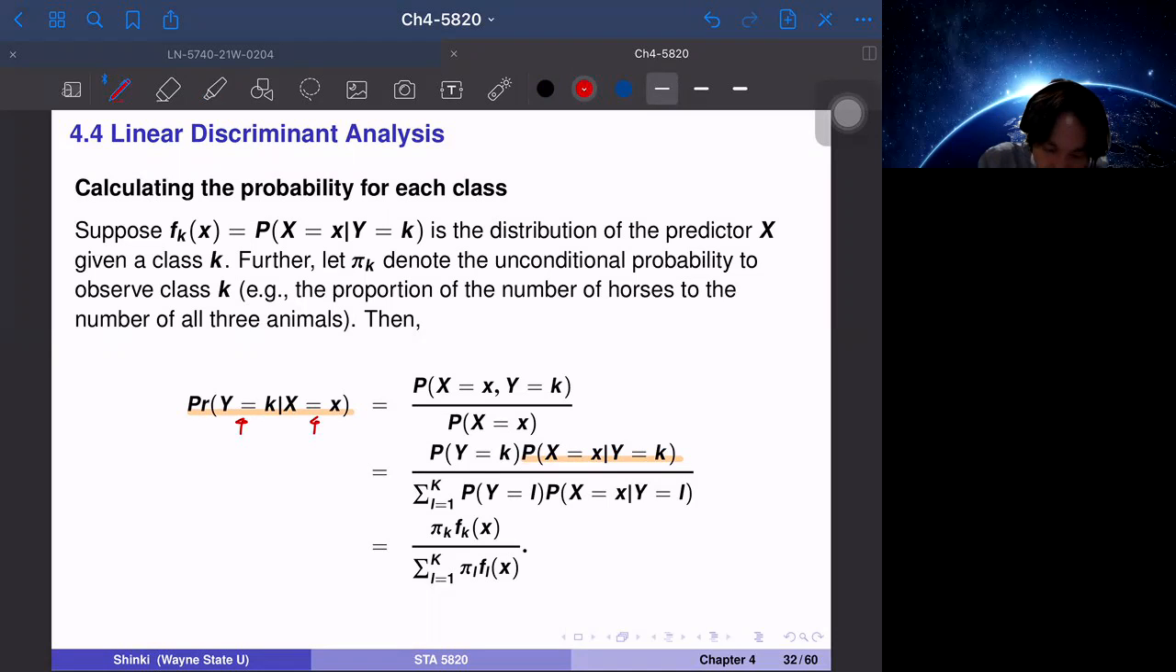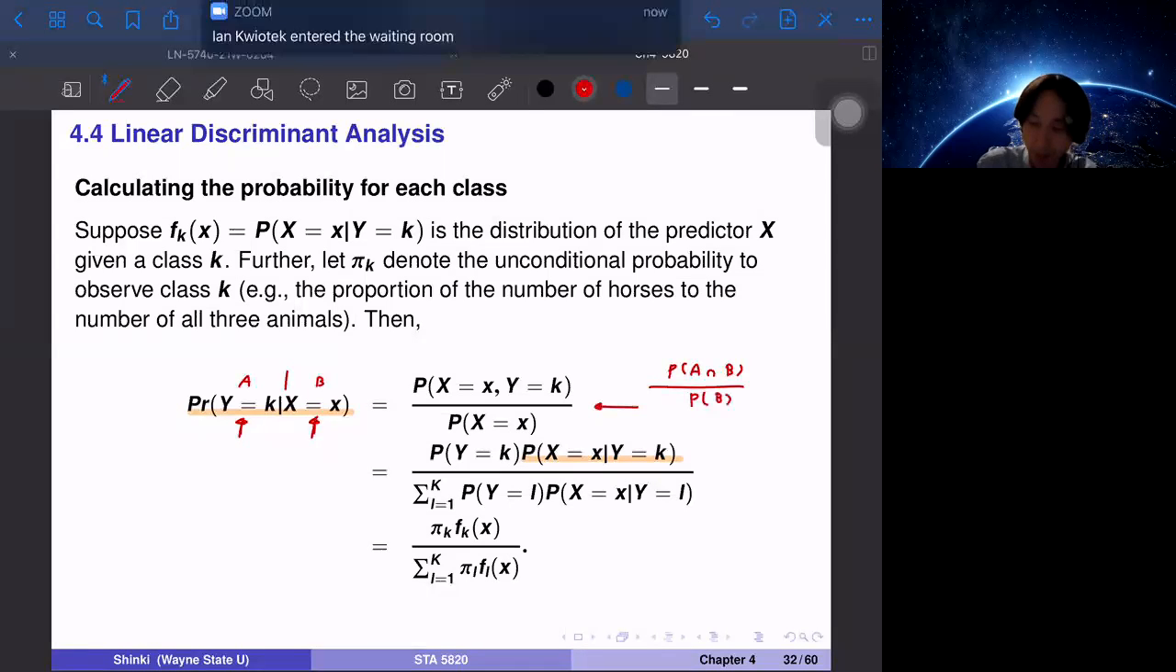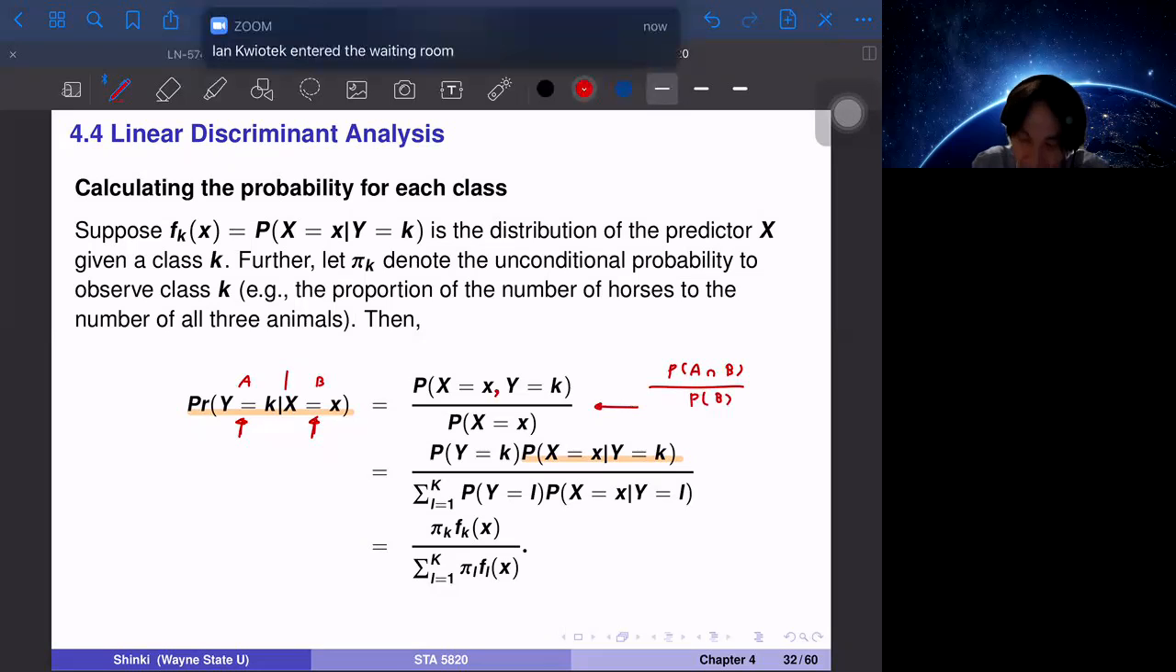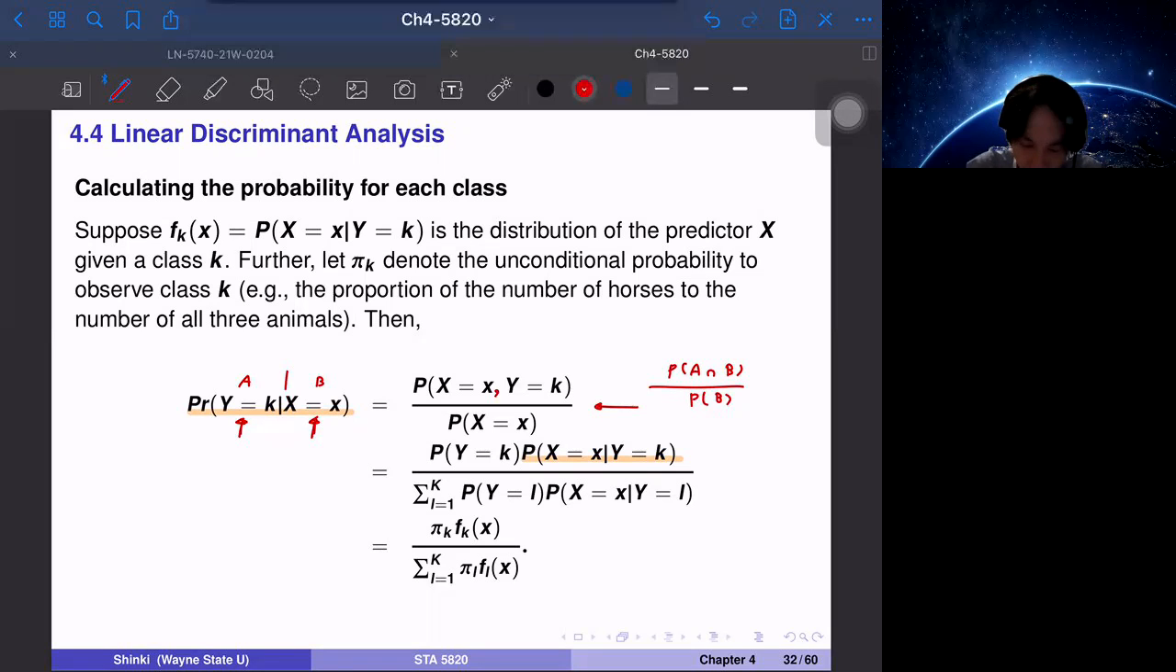Okay, so the probability of Y equal to k given X equal to x, by the definition of conditional probability, is this. In general, the probability of event A given B is the probability of A intersection B divided by the probability of B. So this comma is intersection, right? So X is equal to x and Y is equal to k.